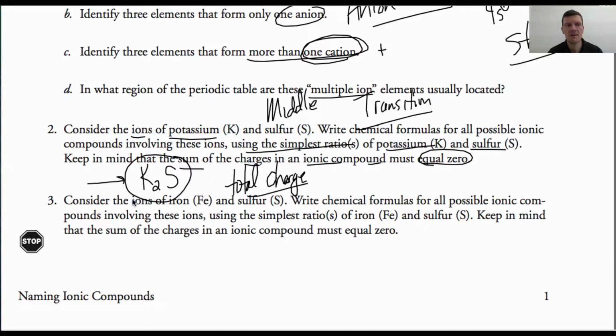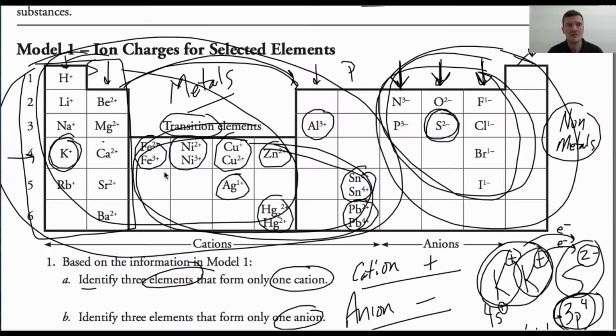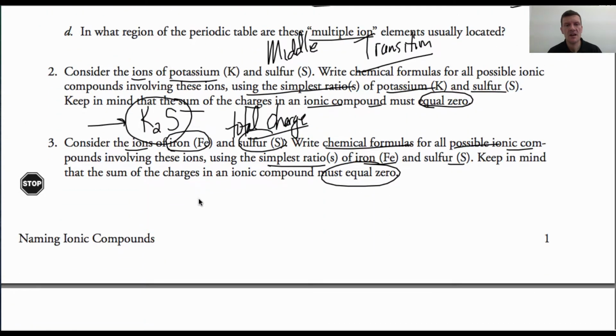That's it. Consider the ions of iron and sulfur. Write chemical formulas for all possible ionic compounds involving these ions using the simplest ratio of iron and sulfur. Keep in mind again that they must combine so that charges are 0. Here's the difference now. Iron, you've got 2 options. Is it iron 2+ or iron 3+? Well, we're going to look at both and write the possible compounds.